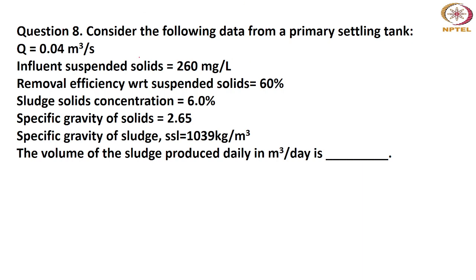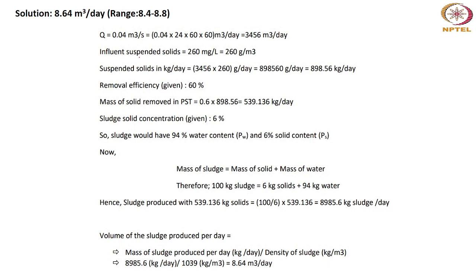So here a few data were given. First, we will write the data. The flow rate was given as 0.04 meter cube per second. We'll convert this into meter cube per day for our convenience, because at the end we have to calculate in meter cube per day. So we multiply with 24, then 60 minutes and 60 seconds. We are getting 3,456 meter cube per day.